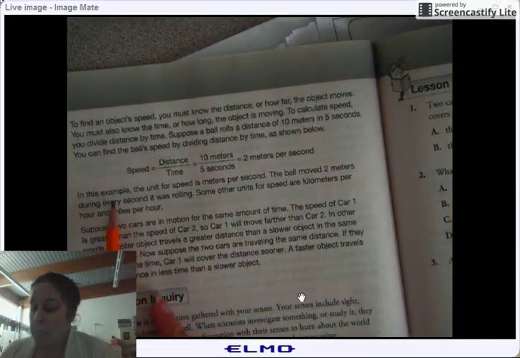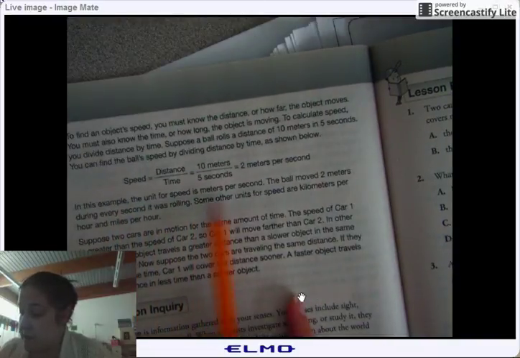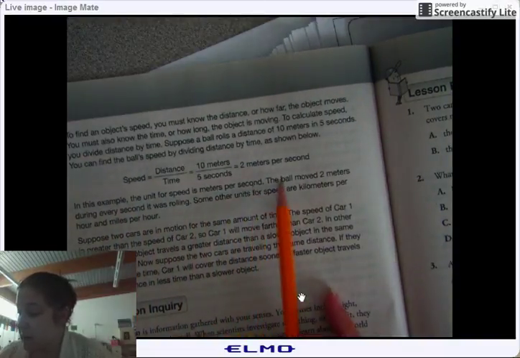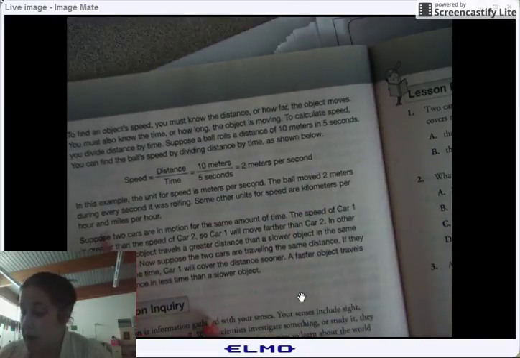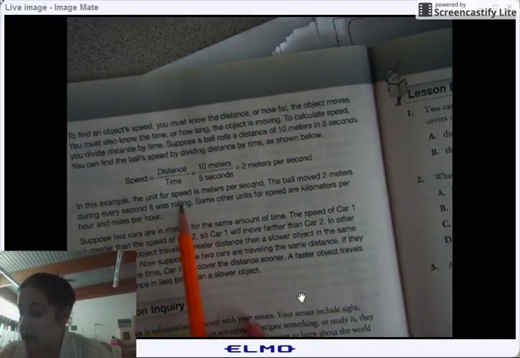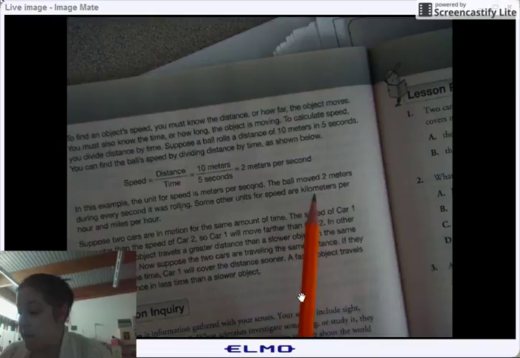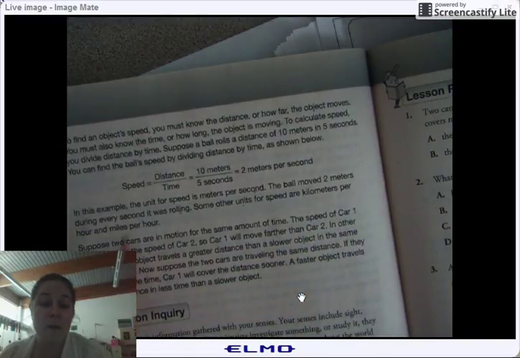For example, the unit of speed is meters per second. The ball moved 2 meters during every second it was rolling. Some other units for speed are kilometers per hour and miles per hour.